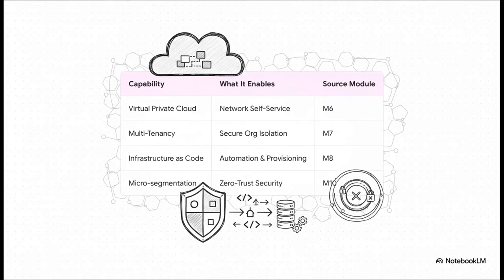This is where VCF stops being just infrastructure and becomes a true service platform. You can give tenants self-service networking with virtual private clouds. You can securely host multiple different departments on the exact same hardware using multi-tenancy. You can empower your developers to build what they need exactly when they need it, with infrastructure as code. And you can build a security model that's like a fortress using microsegmentation. I mean, these features are total game changers for enabling speed, agility, and security at scale.